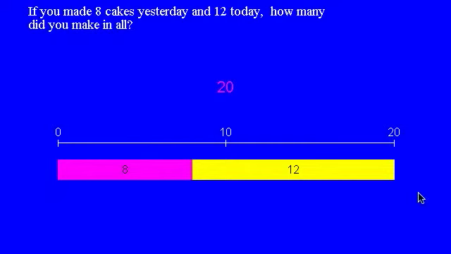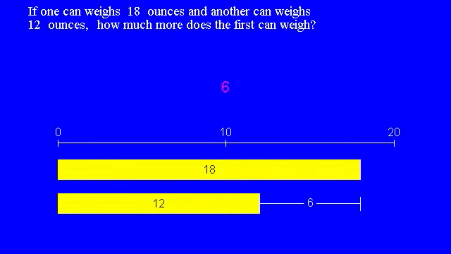For addition, some of the keywords are how much, how many, all together, in all, sum, total. For subtraction, some of the keywords are what is the difference, how much more, how much less, how much further, how much longer, shorter, etc. The ER and comparative words.